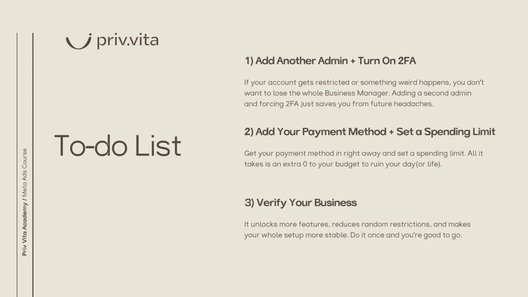Now, there are a couple of things you need to do after you launch a new Business Manager account. First thing is to add another admin and turn on two-factor authentication. If your account gets restricted or something weird happens, you don't want to lose the whole Business Manager. Adding a second admin and forcing two-factor authentication just saves you from future headaches. Then get your payment method in right away and set up a spending limit. All it takes is an extra zero in your budget to ruin your day, or maybe your life.